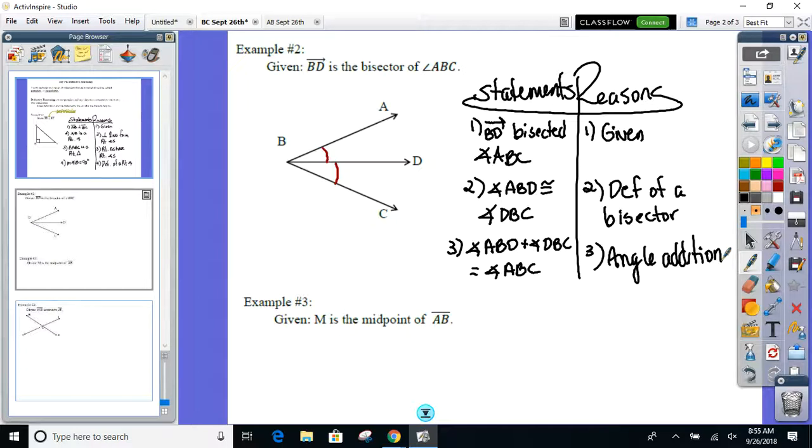I'm going to write one more in. Angle ABD is equal to blank angle ABC. Anybody want to fill in my blank there? Go ahead. What do we got? Half. Yep. How do I know that's true? Another definition of a bisector. Yep.